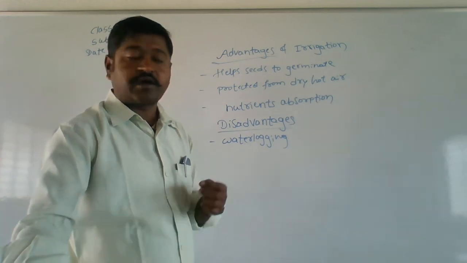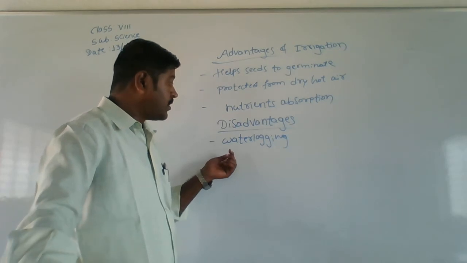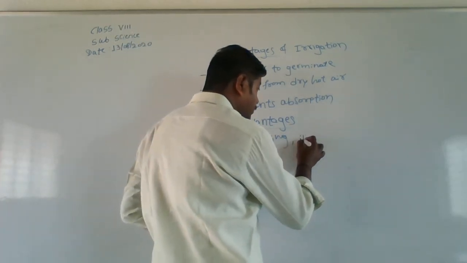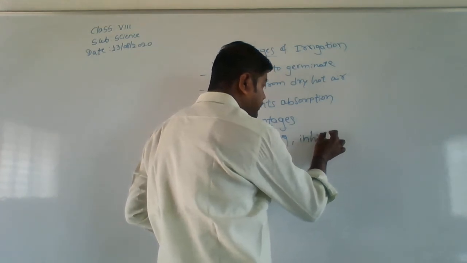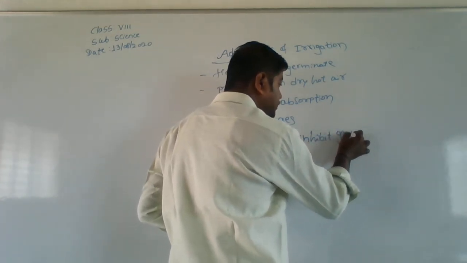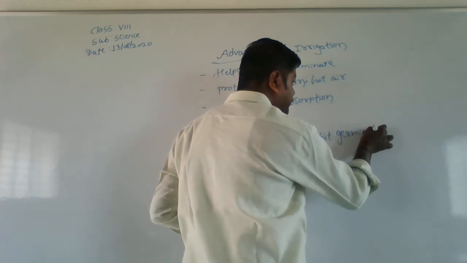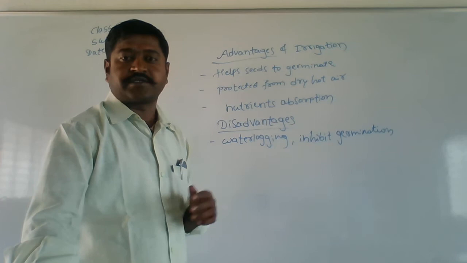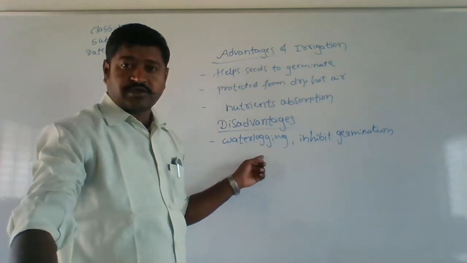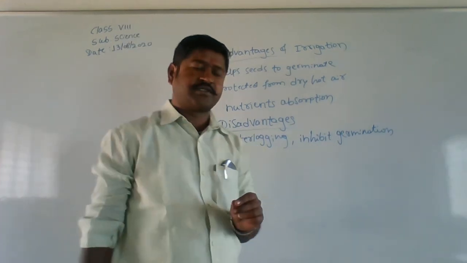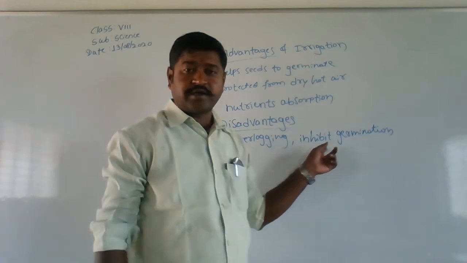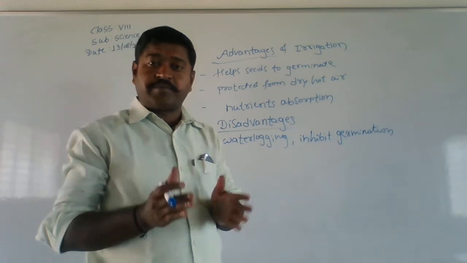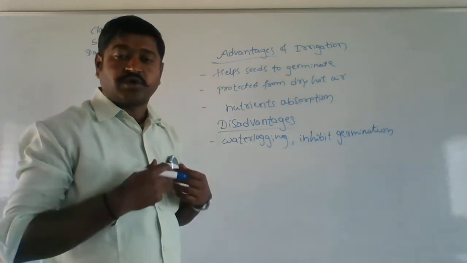So if waterlogging occurs, it is going to inhibit germination. Germination cannot be done further because the soil is completely packed. If waterlogging takes place, it is inhibiting germination. It is stopping the process of germination due to too much water.